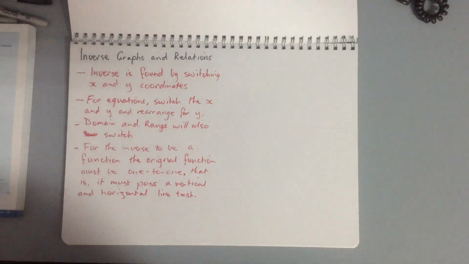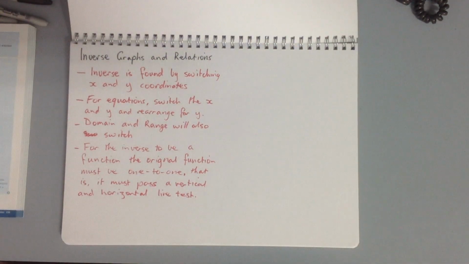Okay, in this tutorial we're going to be looking at inverse graphs and relations. Our inverses can be found by switching our x and y coordinates. If we've just got a set of ordered pairs, we just switch our x and y coordinates around. For equations, we switch the x and y, and rearrange for y.